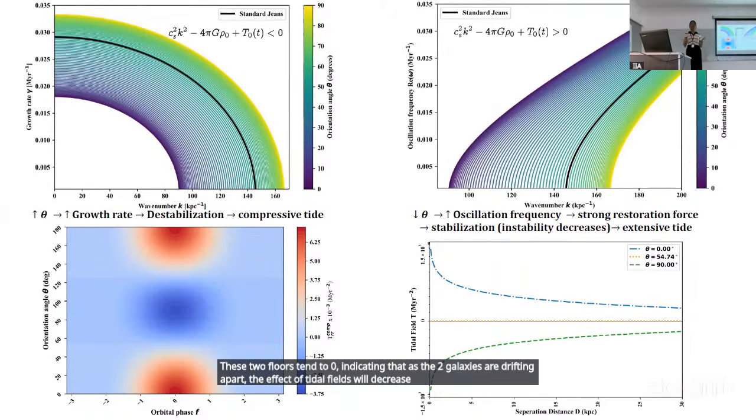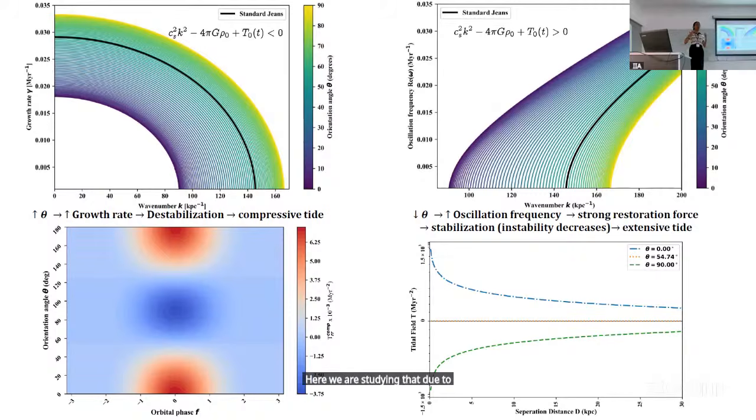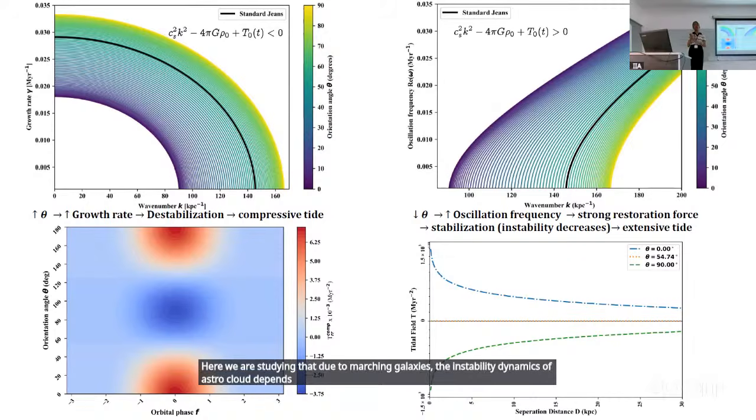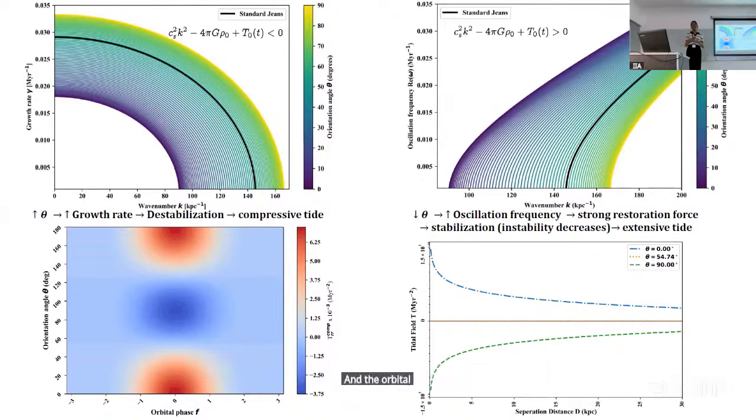So to conclude, here we have studied that due to merging galaxies, the instability dynamics of an astrocloud depends on the mass of the companion galaxy, pericentric distance, the separation distance, orientation angle, and the orbital phase.